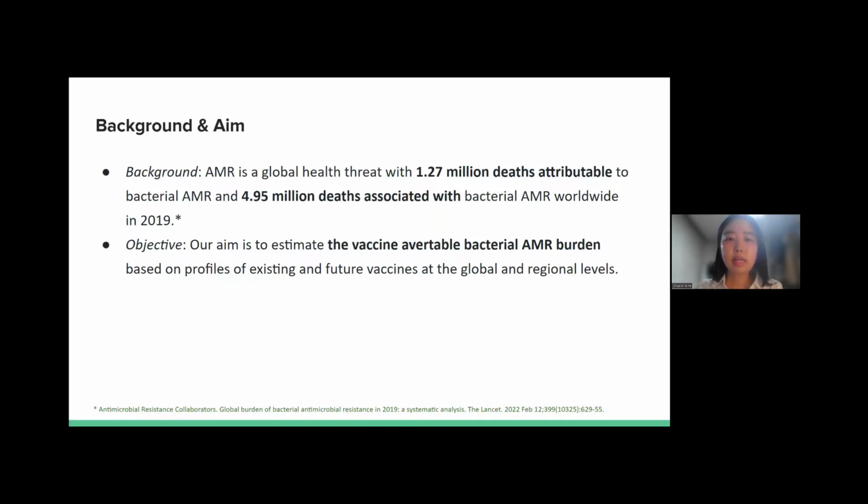So using this data, we aim to estimate the vaccine-avertable bacterial AMR burden based on the profiles of existing and future vaccines at the global and regional level. So we believe that this will be valuable to inform improvements in the coverage of existing vaccines and prioritize research and funding for new vaccines in the pipeline.